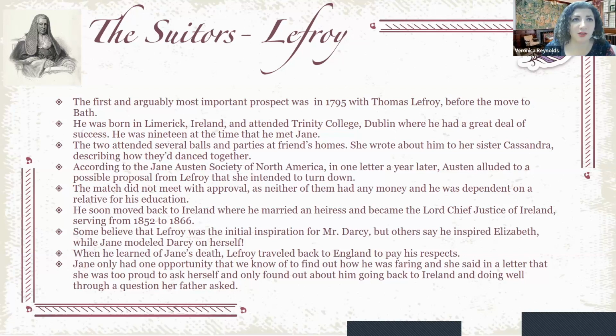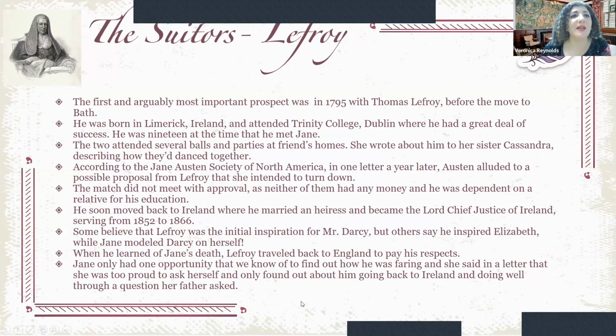Now, according to the Jane Austen Society of North America, in one letter a year later, Austen does allude to a possible proposal from Lefroy that she intended to turn down because the match doesn't meet with any approval. Neither of them have any money, and he's dependent on a relative for his education. He moves back to Ireland, where he marries an heiress and becomes Lord Chief Justice of Ireland, serving from 1852 to 1866, hence this very smart line drawing of him.